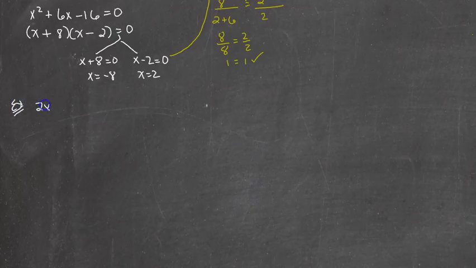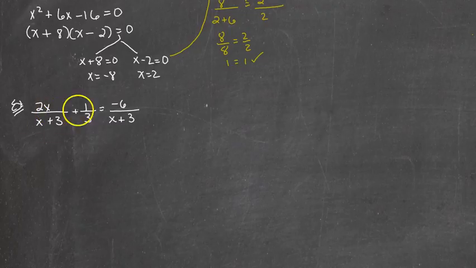So I have 2x over x plus 3 plus 1/3 equals -6 over x plus 3. So notice this time I have 3 rational expressions. I have a plus sign between 2 of them, and I have an equal sign between the other 2. I can just treat these like I did any others. Don't worry that one's an equal sign and one's a plus sign. Just find a common denominator. In fact, there are 2 really distinct ways to handle this.